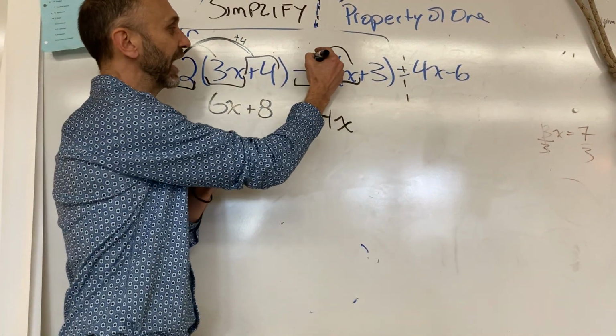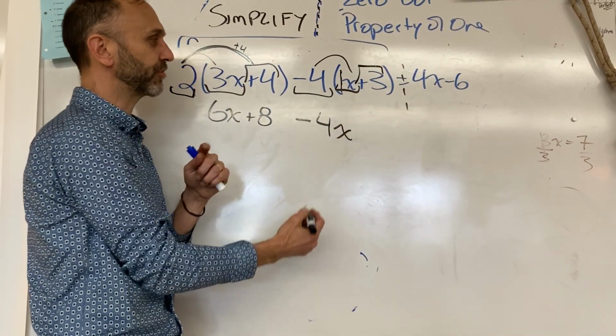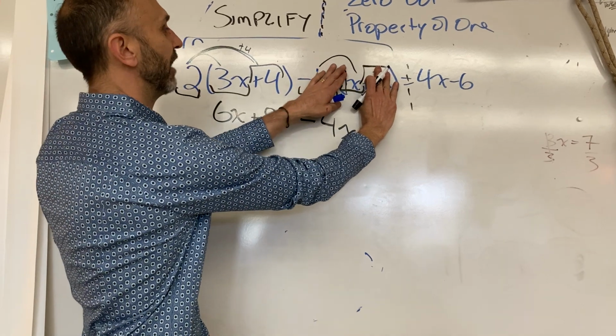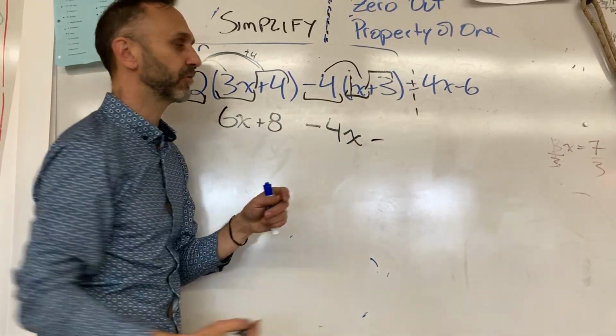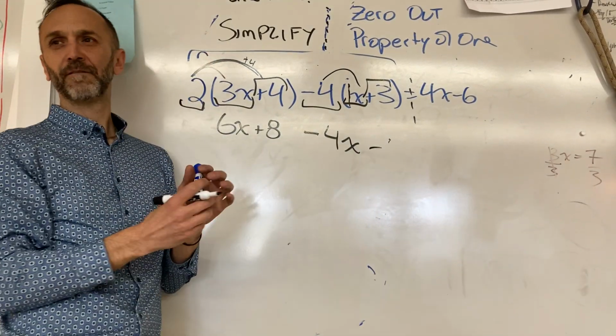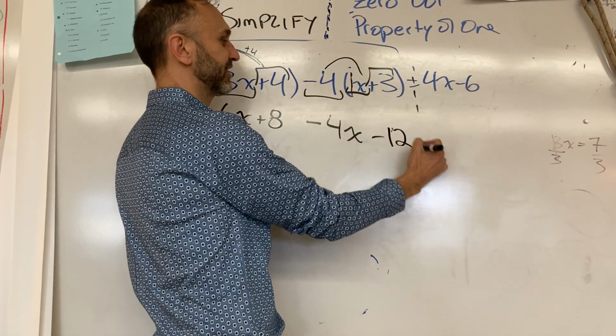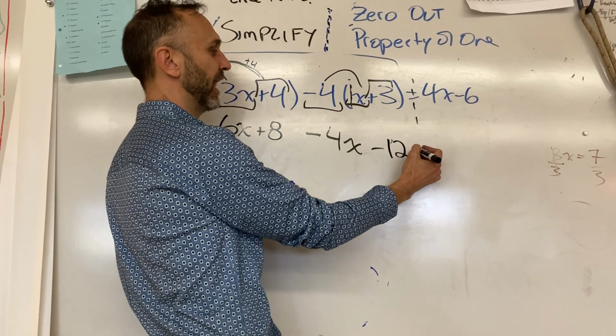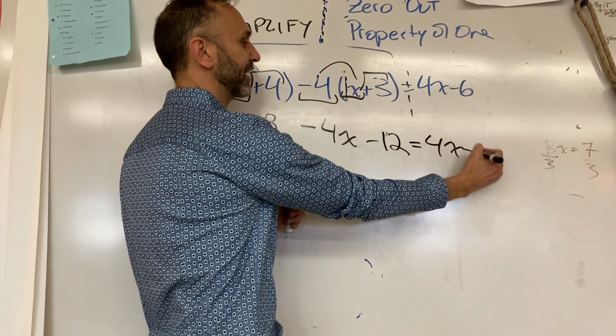Okay, next one is negative 4 times positive 3. Now, how many negative signs do I have? 1. It's going to be negative. What's 4 times 3? 12. Thank you. This is going to be 6x minus 4x plus 8 minus 12.